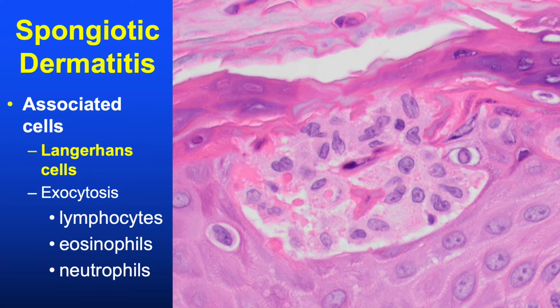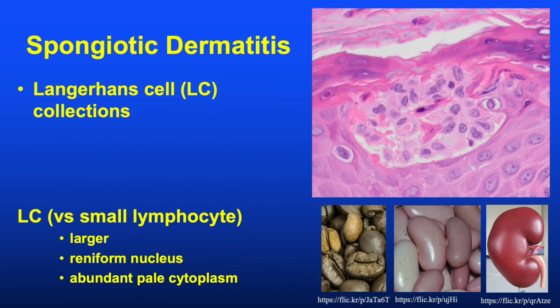Let's take a look now at the different cells that can be present in areas of spongiosis, starting with the Langerhans cells. Langerhans cells are a type of macrophage or histiocyte and readily identified on H&E, being larger than small lymphocytes and having a characteristic reniform nucleus with abundant pale cytoplasm.